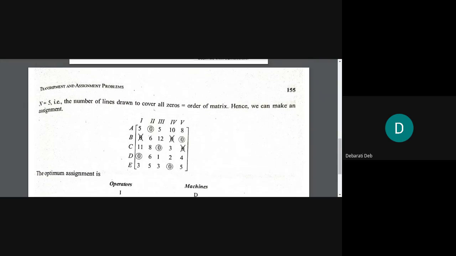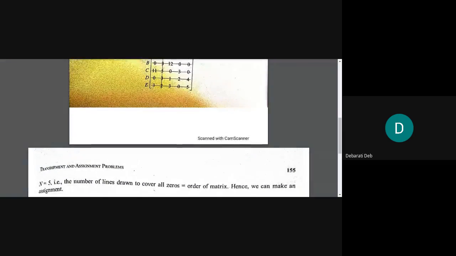Then we will make the assignment by following the rule of considering a row which has exactly one 0, then striking off all the other zeros in the column in which that 0 is falling. Okay, so we'll follow the same rule and then we will make the assignment. So nothing different in this sum from the other sums. So you can do it on your own.